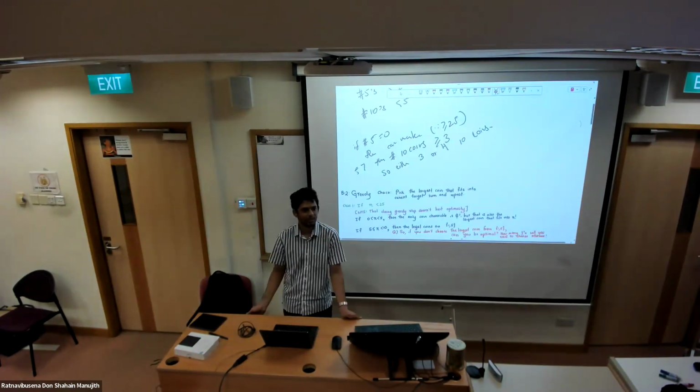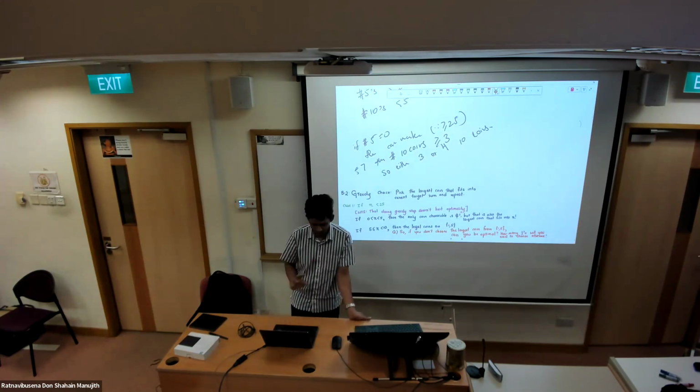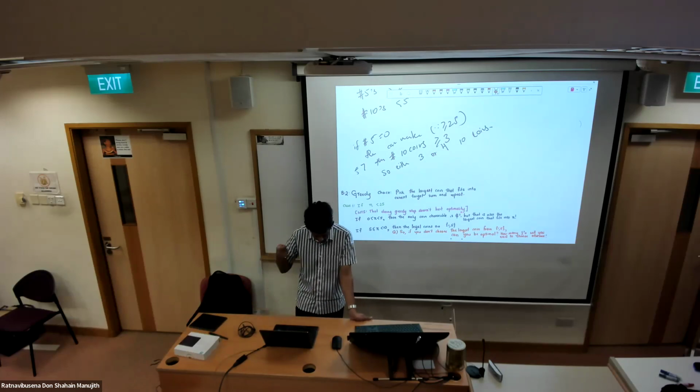Yes, William. Because if you choose 5, you go back to like the first case. Yeah, okay, that's true. But let's not think like that. Our greedy choice was to pick the largest coin that fits into the current target sum and repeat, right? So that's a greedy choice. In an optimal solution, if opt also chooses 5, then we are safe. Why? Because it makes the same choice as us. So even if you do your greedy step, the possibility of hurting optimality is 0.